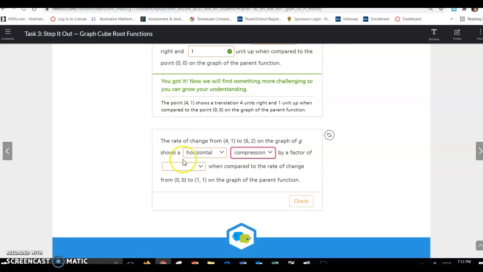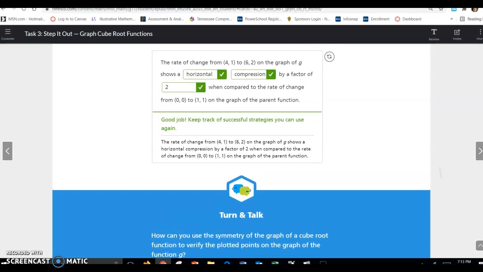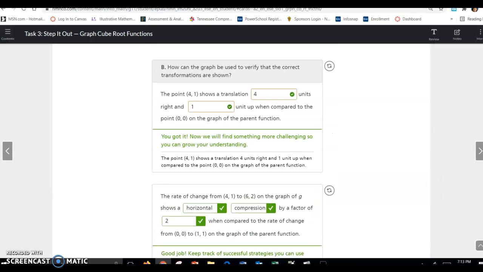by a factor of, remember it's 1 over b, but the factor is 2. All right, and if you need to go back and look at the previous task where it had the transformations, the information on that. All right, that's all for task 3. If you have any questions, please let me know.